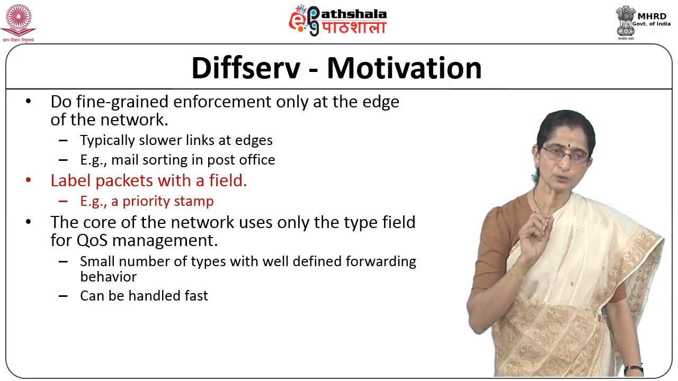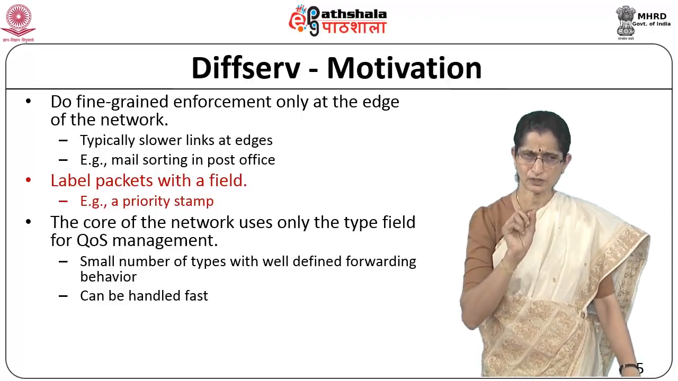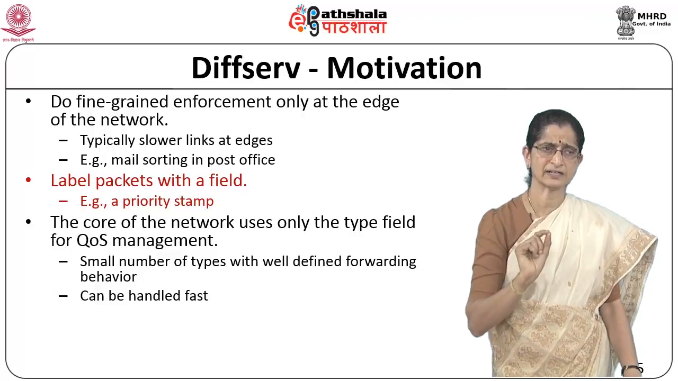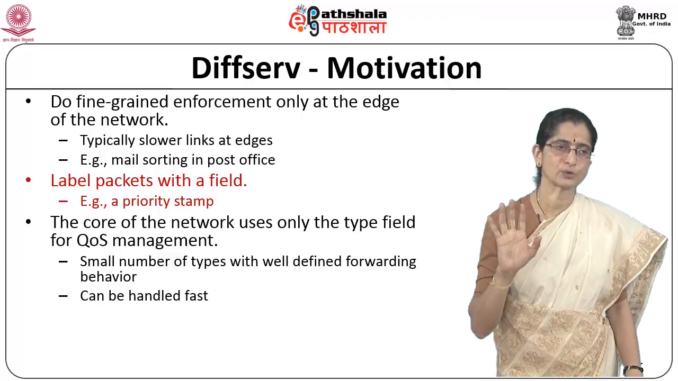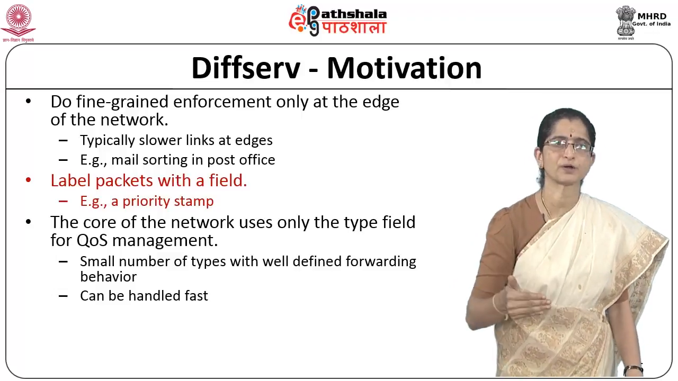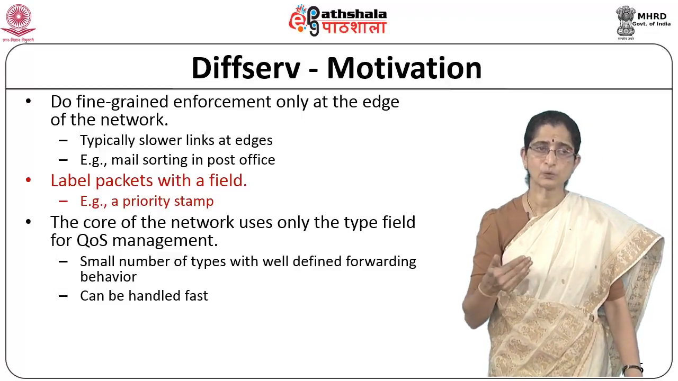Third thing is you want the core of the network to use only this type field, this label that you have specified. Only that information must be used for all QoS management. We do not want too much processing to be done at the core routers. Now, why is that so?